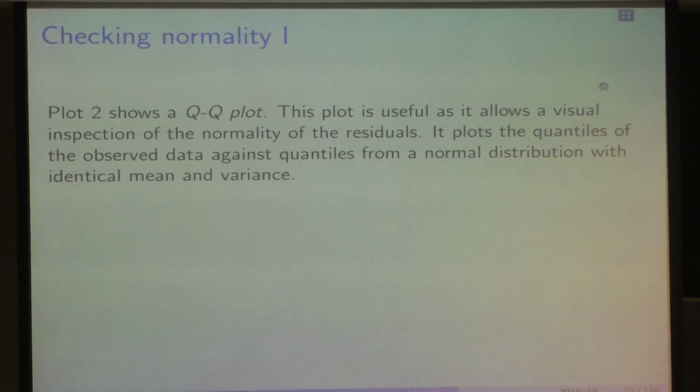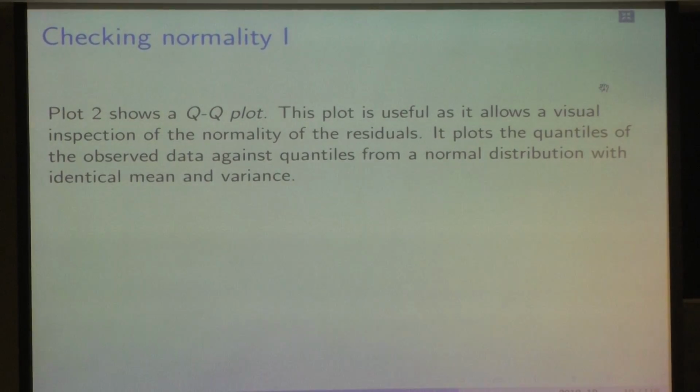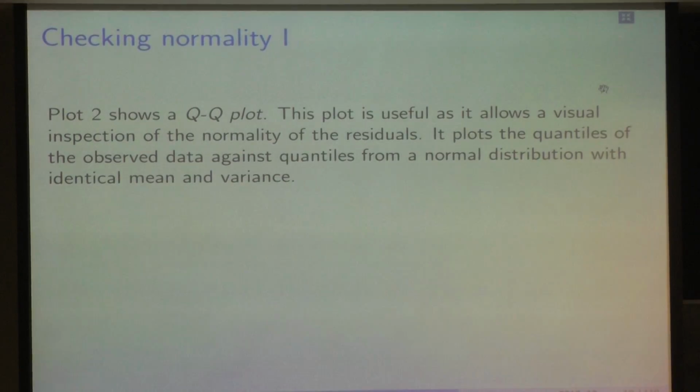Okay, so the second plot is what we call a QQ plot. So a QQ plot, if you haven't encountered it before, is a diagnostic for whether your data, which here is our residuals, A.resid, have an approximately normal distribution. So what they do is they take the observed data, they plot the quantiles of the observed data against the quantiles from a normal distribution.